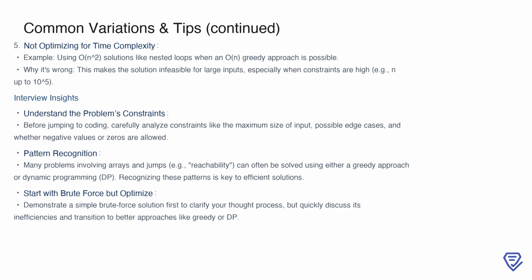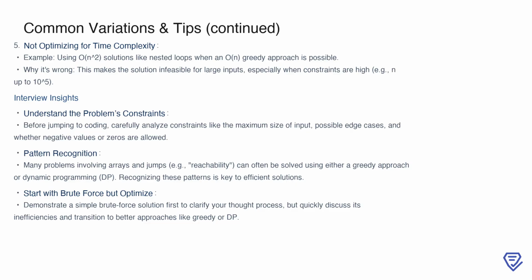To avoid these pitfalls, it's important to approach the problem with a clear understanding of its constraints. Carefully analyze the input size, potential edge cases, and whether values like negatives or zeros are allowed. Recognizing patterns is also crucial. Many array problems involving jumps or reachability can be solved using a greedy approach or dynamic programming. Identifying these patterns quickly can lead to more efficient solutions.